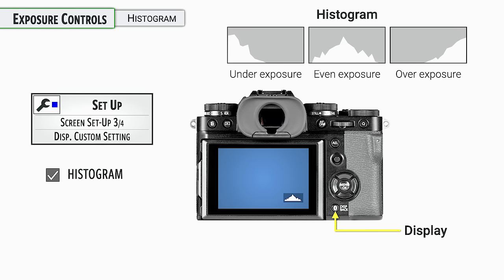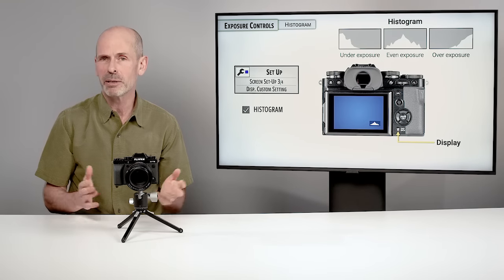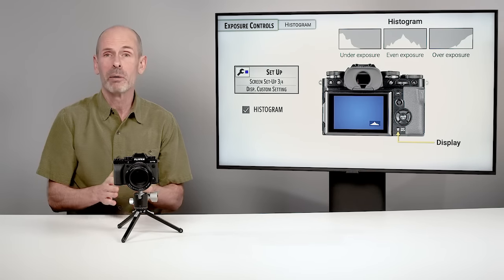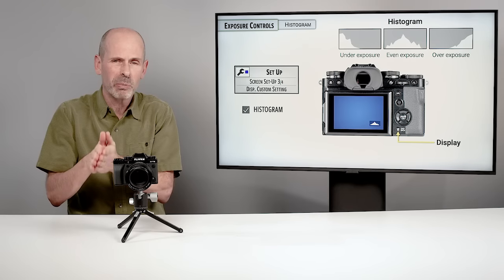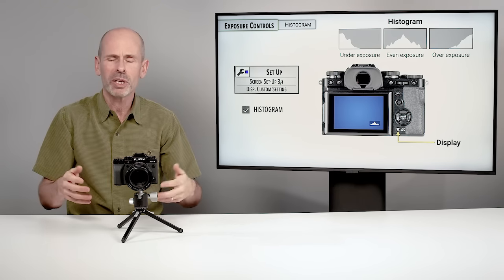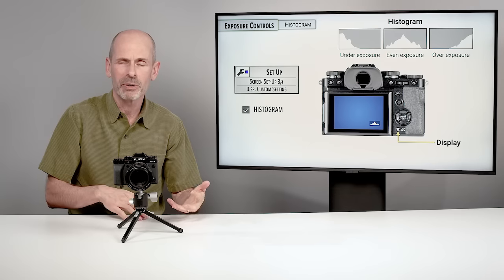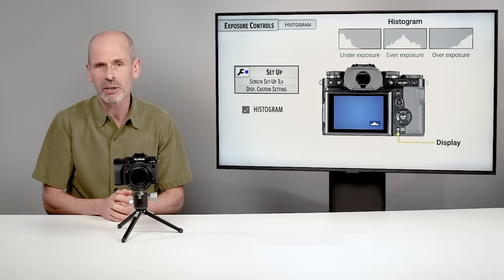I think histograms might replace traditional light meters at some point. I think they give us much more information. Rather than summarizing everything into just one single point of information, this gives you a whole shape, which lets you see how bright are the brightest areas and how dark are the darkest areas.